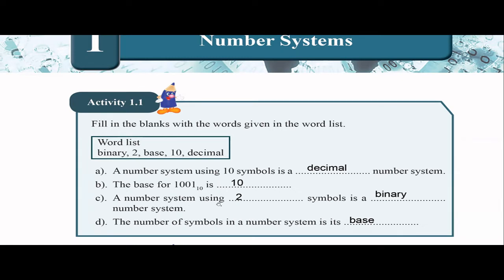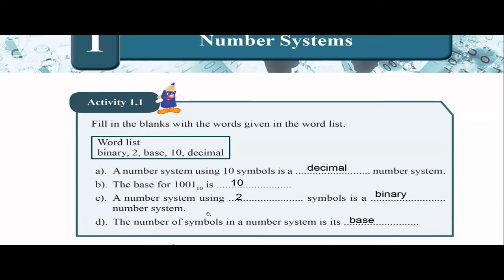A number system using blank symbols is a blank number system. There are many answers possible, but because we have 2 and decimal here, you can tell a number system using 2 symbols is a binary number system. Same way, a number system using 10 symbols is a decimal number system. In higher grades, you will learn octal, hexadecimal, those kinds of number systems also. But the most appropriate answer here is 2 and binary.